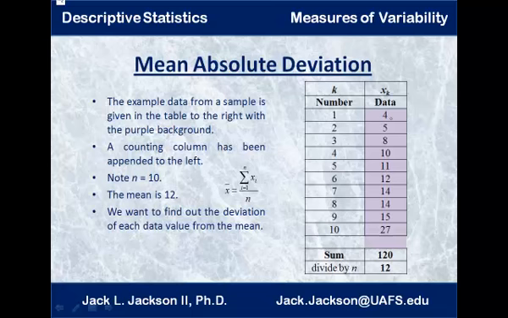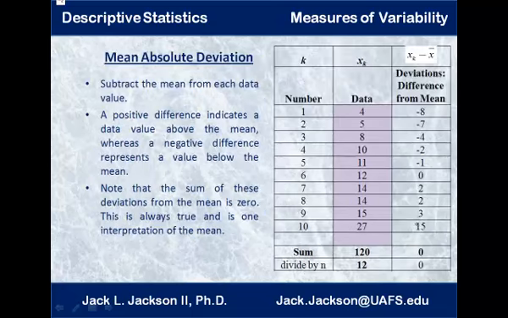So let's do that. Let's take each data value minus the mean. So if we do that, take the x sub k's minus the x bar. Remember, x bar is 12. So 4 minus 12 is negative 8. 5 minus 12 is negative 7. 8 minus 12 is negative 4. And so forth. 12 minus 12 is 0. Down here we get some positive values. 27 minus 12 is 15.